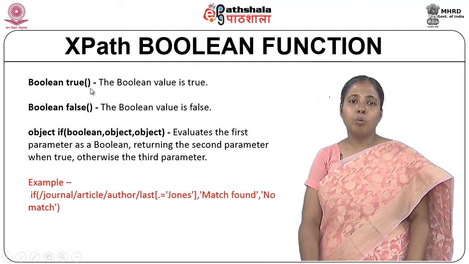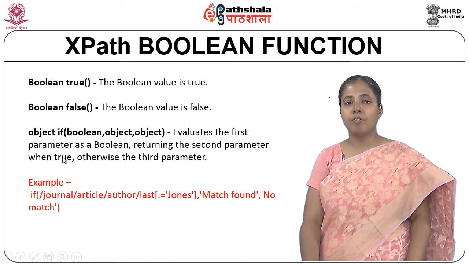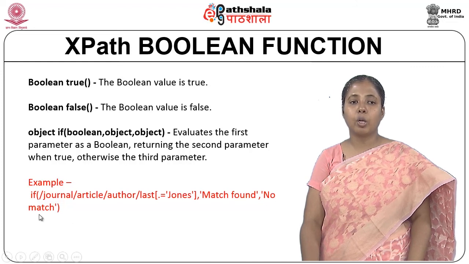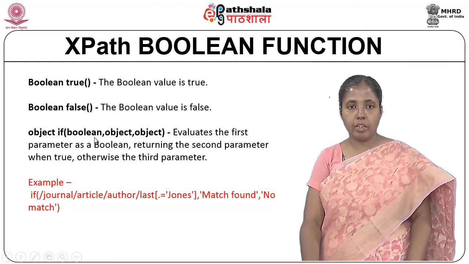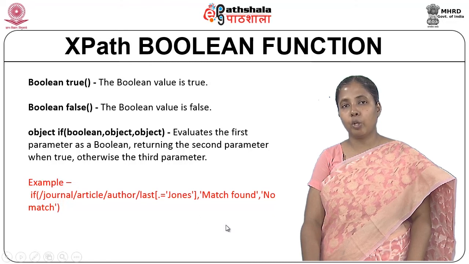And here are the Boolean true and false values. There is also the if function, which evaluates the first parameter as a Boolean, returning the second when true, otherwise the third. So here it checks if a match is found; if it is true, it returns the second argument, 'match found', else it returns the third argument, 'no match'. So this if takes 3 parameters: the first one is a Boolean, and if yes it returns the second, if no it returns the third argument.